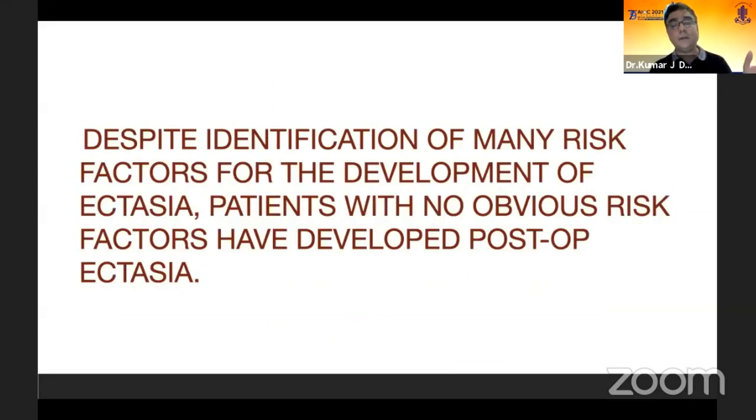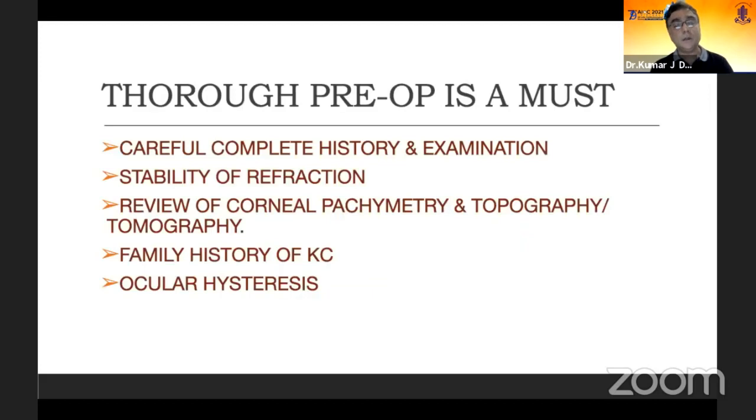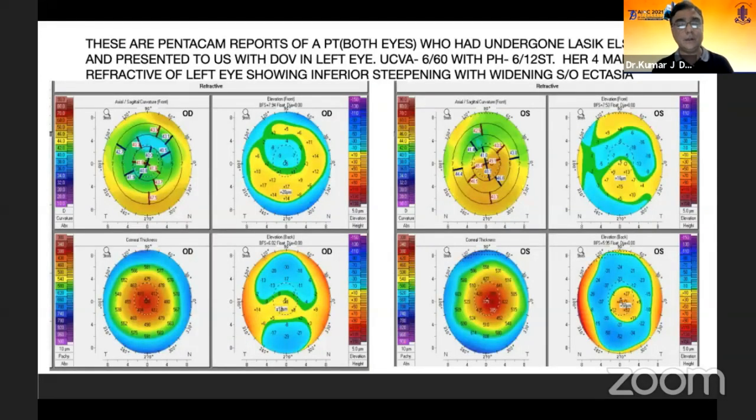So even if we have considered all the risk factors for the development of ectasia, and we have taken all the care, the patient can still develop ectasia, and the picture may look like this. So a thorough pre-op examination is of course necessary. We know that a stable refraction, corneal topography, family history of keratoconus, which many times we don't look at, and ocular hysteresis have to be looked at.